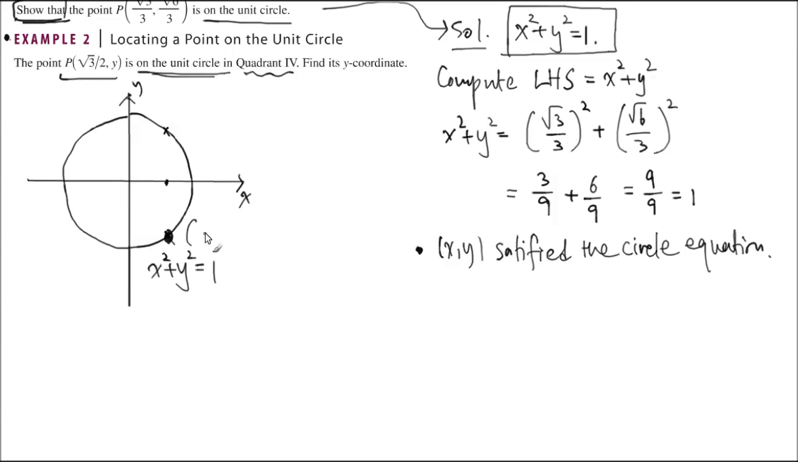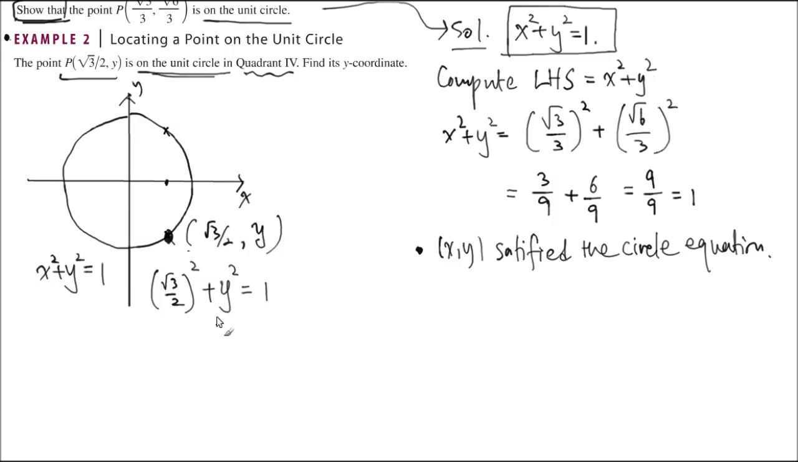So what is the x coordinate here? Root 3 over 2. The y coordinate? Not known. Okay? So that's the point we're looking for. Then you can use the circle equation to do that. So x is root 3 over 2, squared, plus y squared. This is supposed to be 1, so you solve for y. This seems like a simple one, but you have to think about it a little bit at the end.